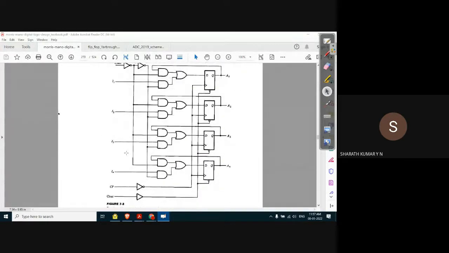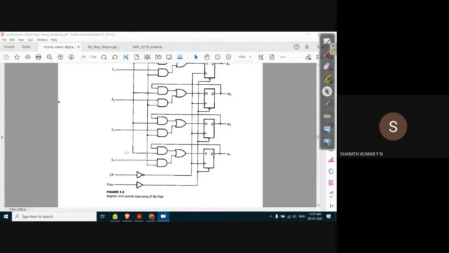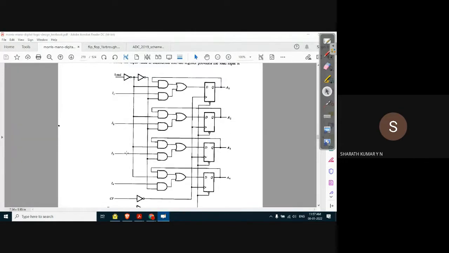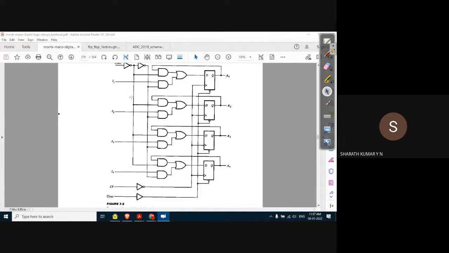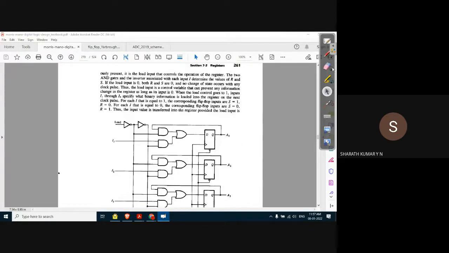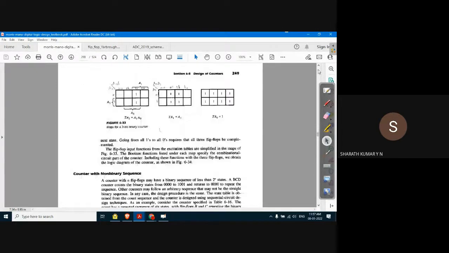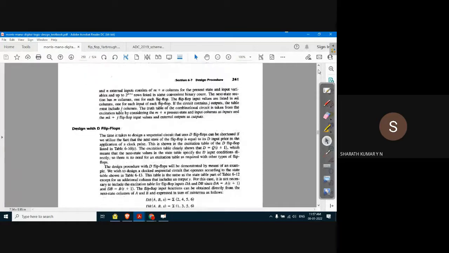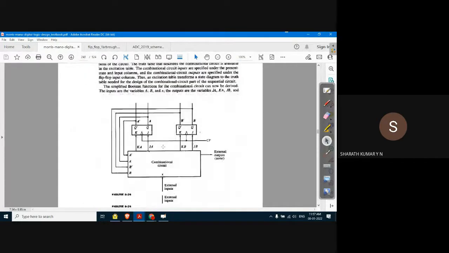So one more example, using D flip flop. This is an example of a sequential circuit where there's a feedback, something like what we discussed just now. I'll show you this diagram we discussed just now, which has a feedback. Yeah, here it is, page number 239.